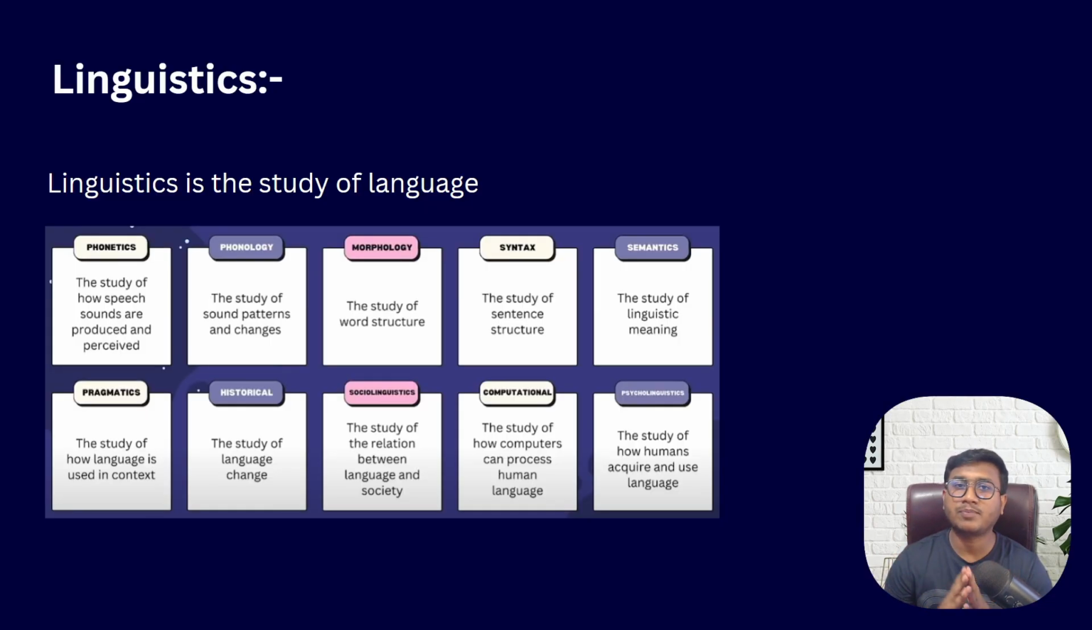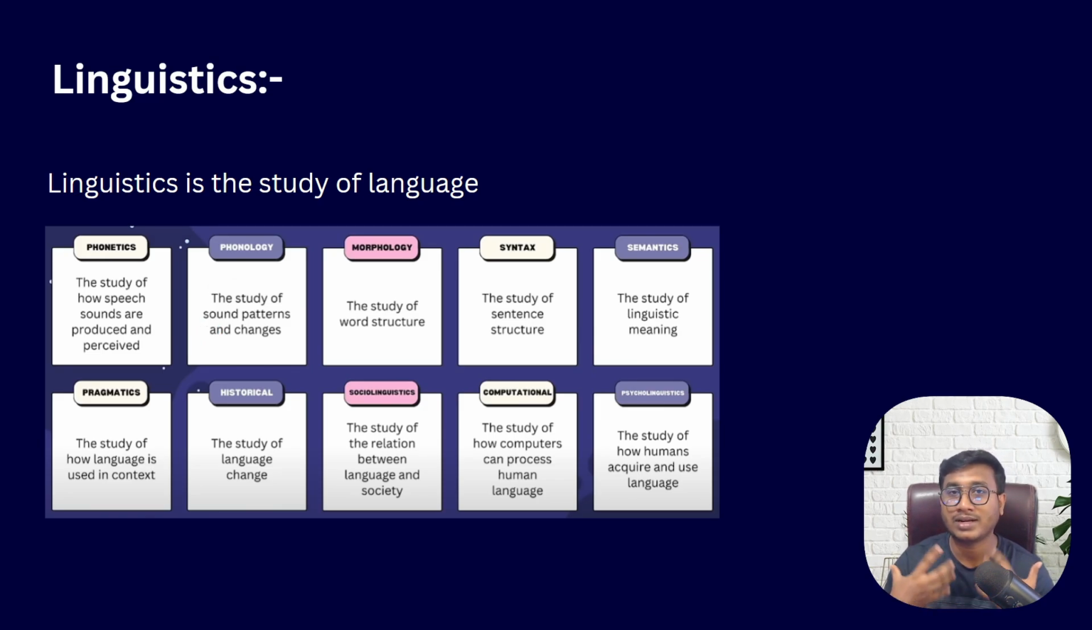Now see, to master prompt engineering, the first thing you should know about is linguistics. What is linguistics? Linguistics is nothing but the study of language. That means whenever you are studying any language, let's say English, inside it you have different kinds of linguistics. You can see phonetics is there. Phonetics means the study of how speech sounds are produced and perceived. Then there is another one called phonology, the study of sound patterns and changes.